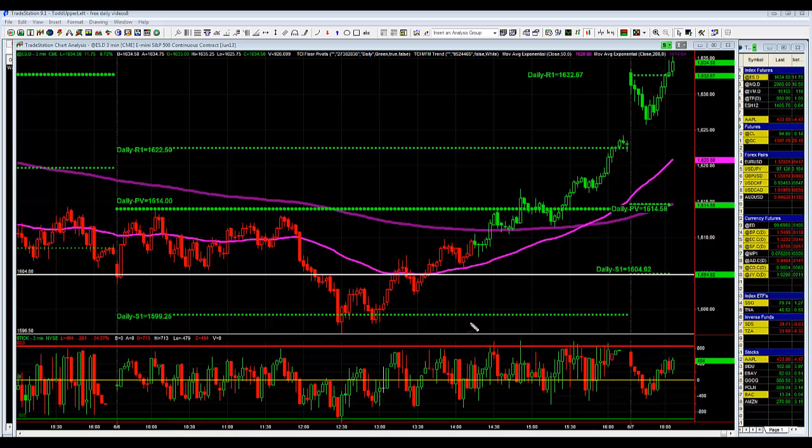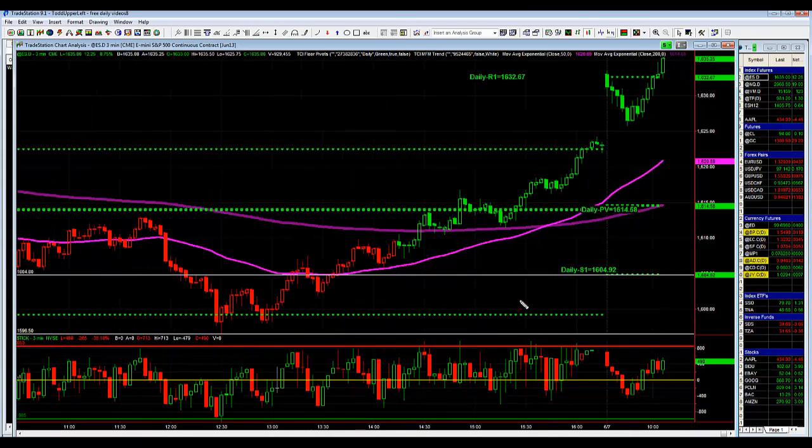Again, if you're day trading, you've got to be nimble. One minute you could be bullish, and the next minute you could be bearish, so you want to be able to flip back and forth. But right now, it's definitely bullish, and you want to be buying those pullbacks.